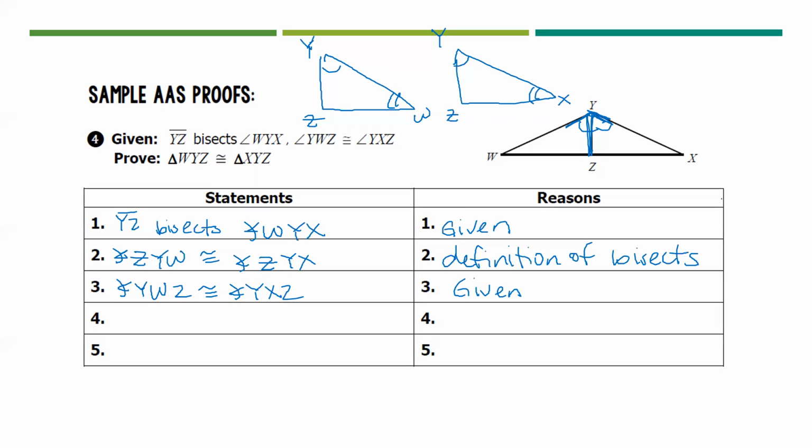Miss Grandy, could we switch our steps 2 and 3? Sure, you could. You could have said both givens first and then gone on with the definition of bisector. That's okay.